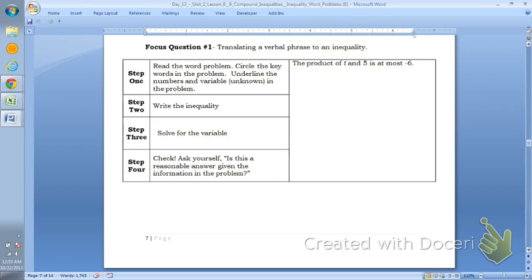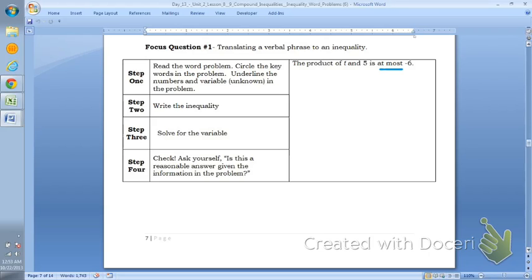All right, we're going to practice translating some of these verbal phrases into an inequality statement and then solving it. So the first question, the product of t and 5 is at most -6. Let's look for those inequality words here. What is the inequality word here? Circle the keywords. Let's see, is at most. That is our key word for our inequality statement.